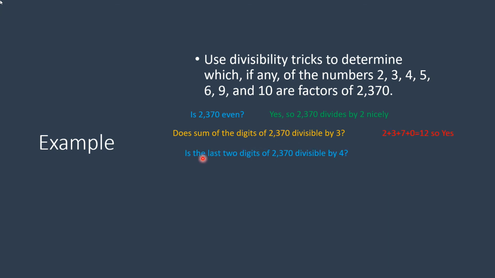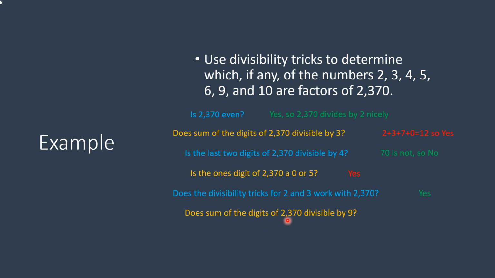So yes. Is the last 2 digits of 2,370 divisible by 4? No, 70 is not. It does not go into it evenly, meaning there would be a remainder. So it is not. Is the ones digit of that number a 0 or 5? Yes, so that means it's divisible by 5. Do the divisibility tricks for 2 and 3 work with this? It is even, and the sum of the digits is divisible by 3, so yes. That would be divisible by 6.